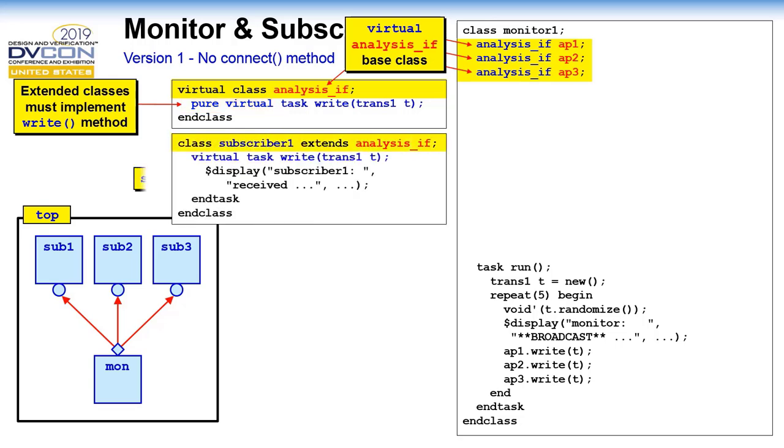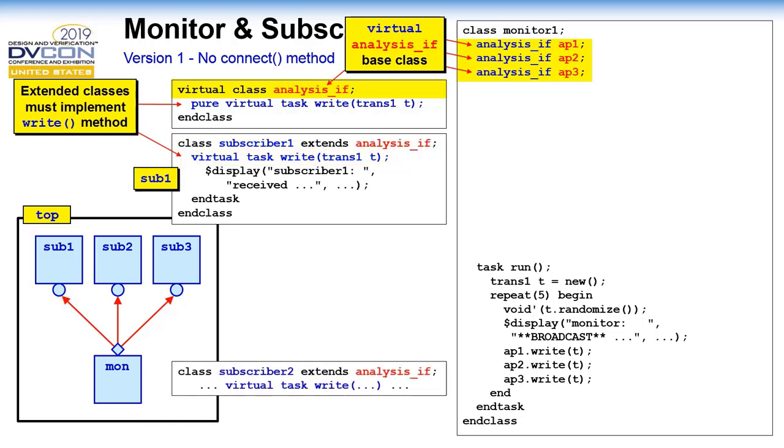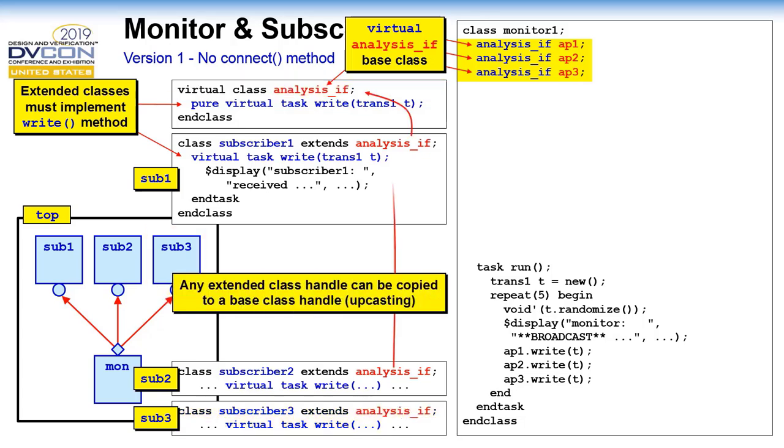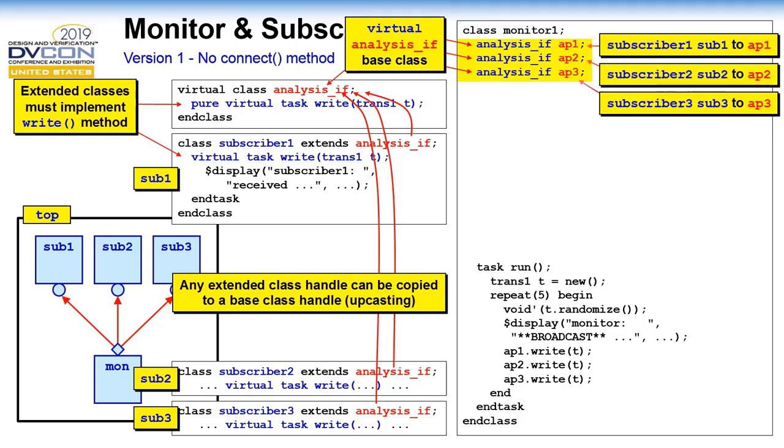And so the first subscriber that will extend the analysis interface will provide a write method in order to display that the subscriber has received a certain data member. And then we'll have a second subscriber that also extends the analysis interface with its own write method, and a third subscriber as well. Now, any extended handle can be copied to a base class handle. So we are going to copy to each of these analysis port handles each of these subscriber handles. And so we'll copy the sub1 handle to AP1, sub2 handle to AP2, sub3 handle to AP3.